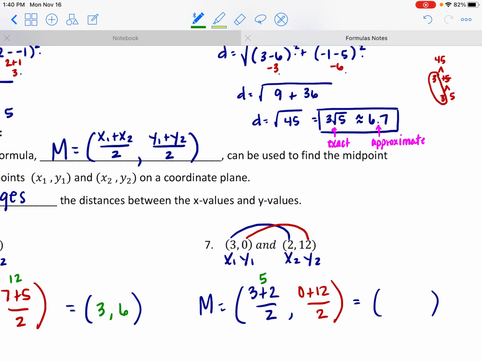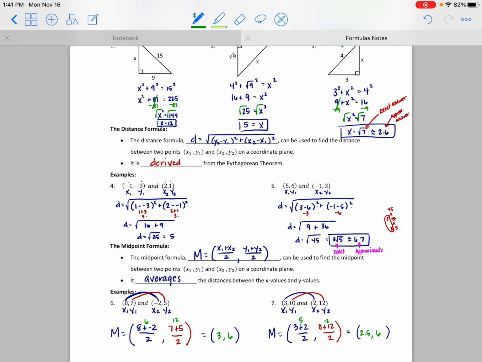And so if we take the 2 plus the 3 and 5 and divide by 2, that's exactly what we get. We get 2.5. And then what's in the middle of 0 and 12? Well, if you add 0 and 12, you get 12. Divided by 2 is going to be 6, because in the middle of 0 and 12 is 6. All right? So there it is. Not so bad. 3 pretty manageable formulas.